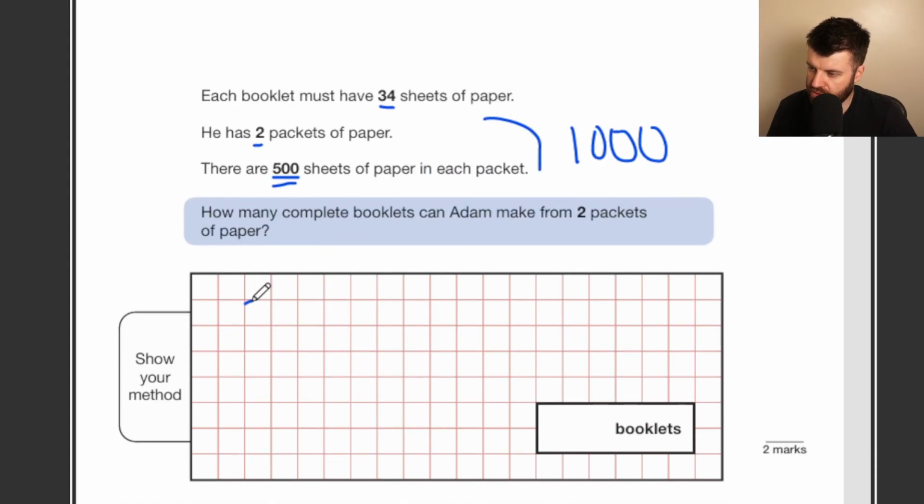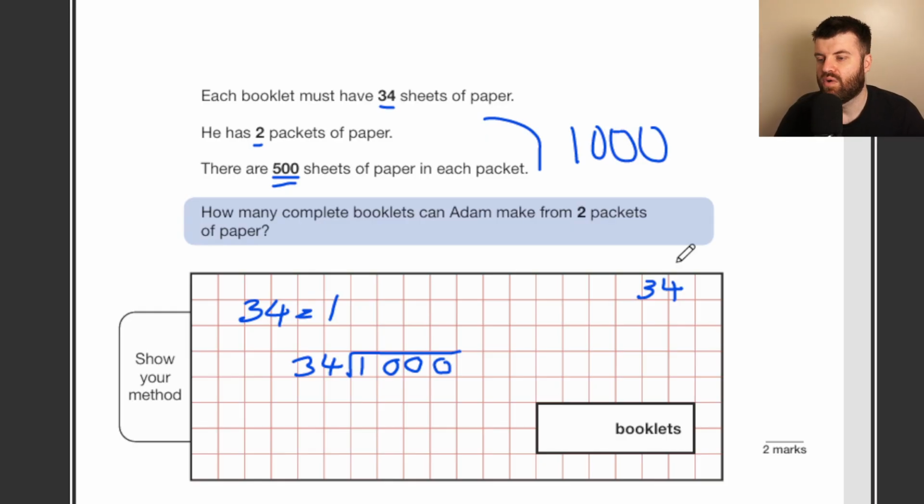Okay, well, 34 is one booklet. So what we can do here is a long division, because we have 1,000 pieces of paper, and I want to know how many times 34 can fit inside. So again, we can make our toolbox. Hayden's released a video, or is releasing a video, might be out by now, all about long division. So if you're stuck on that, go and watch it.